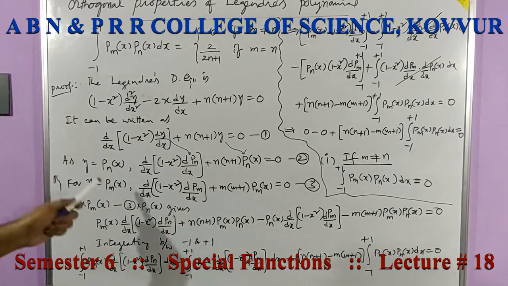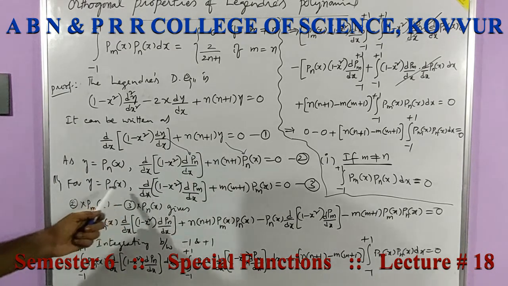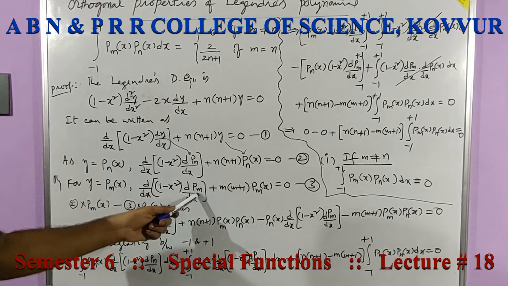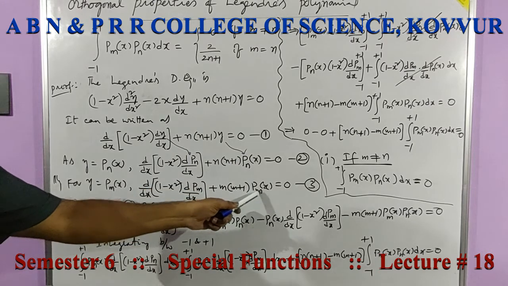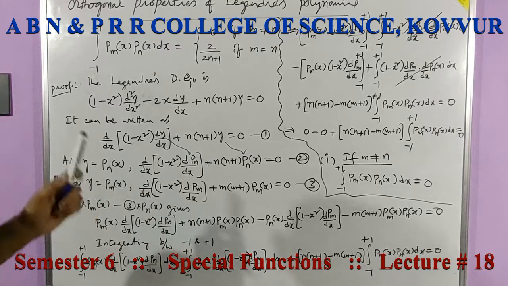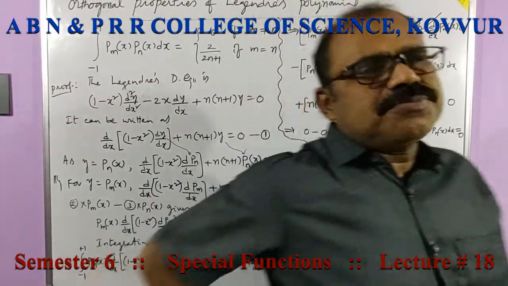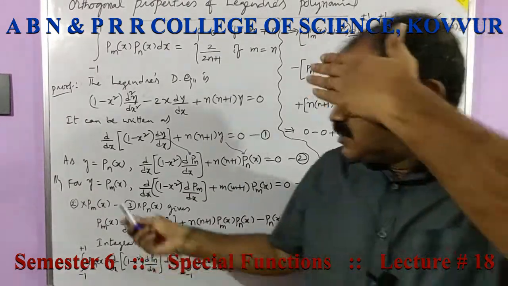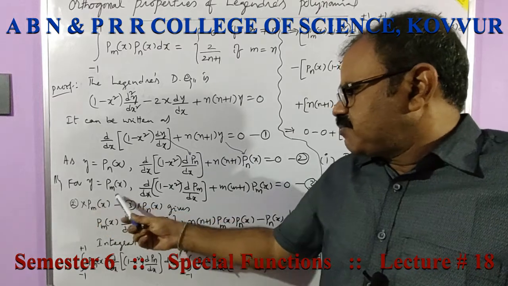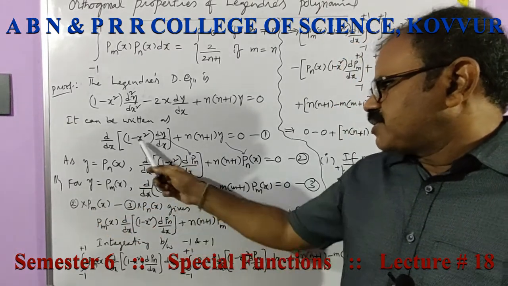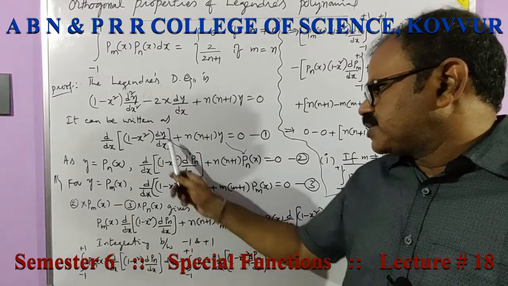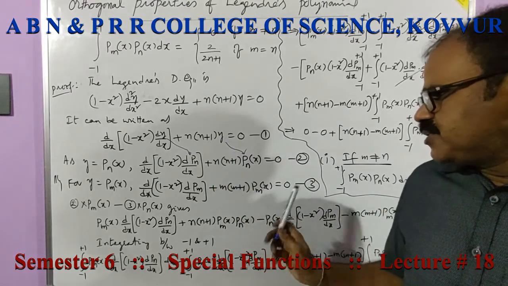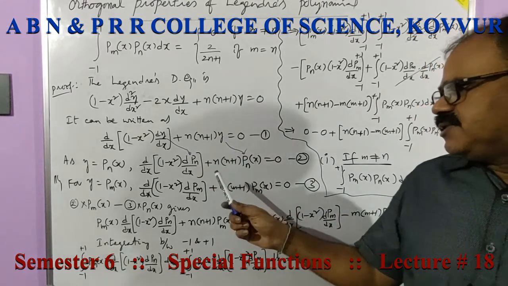Similarly, for y is equal to Pm(x), equation 2 can be written in this way: d/dx of (1 minus x square) dPm/dx plus m(m plus 1) Pm(x) is equal to 0. If the Legendre polynomial is named Pm(x), we can replace y with Pm(x). Therefore, in equation 1, d/dx of (1 minus x square) dPm/dx plus m(m plus 1) Pm(x) is equal to 0. That is equation 3.